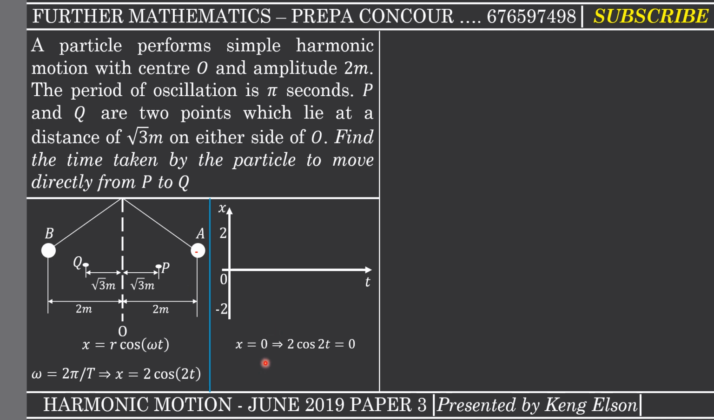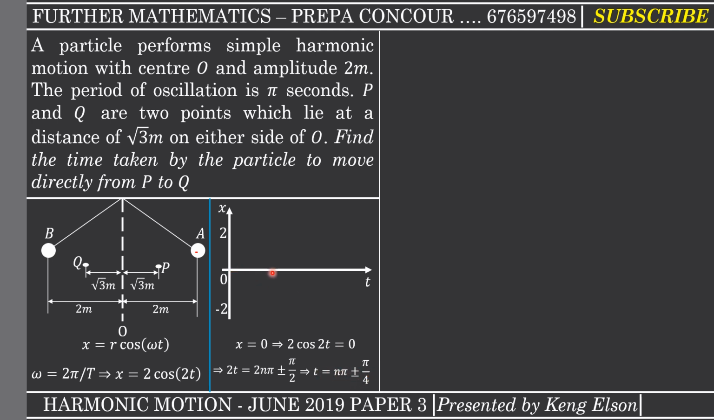So when the displacement is 0, it means that 2 cos 2t is 0. It means that cos 2t will be 0. And if cos 2t is 0, then 2t will be 2n pi plus or minus cos inverse of 0. That's the general solution. Cos inverse of 0 is 90 degrees, which is pi on 2. So 2t will be 2n pi plus or minus pi on 2. So what will be t? t will be n pi plus or minus pi on 4, when we divide all through by 2. When n is equal to 0, t is plus or minus pi on 4.